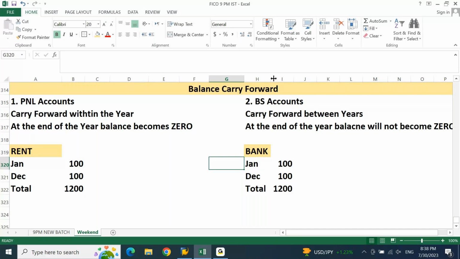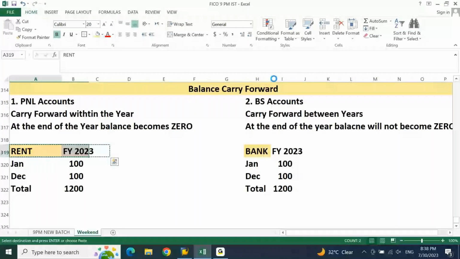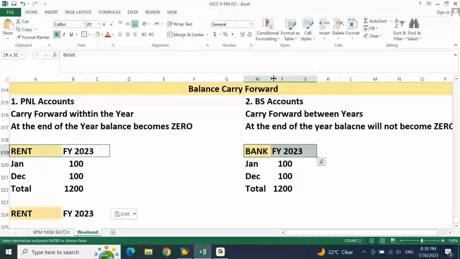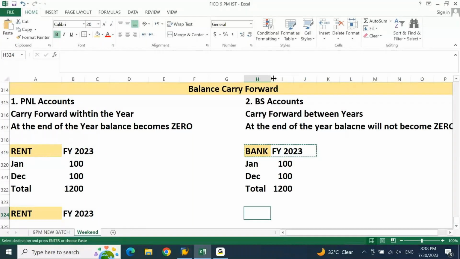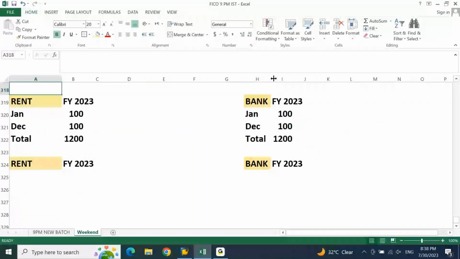Now I'll say this is fiscal year 2023. Here also I'll put fiscal year 2023, which means financial year 2023. As we all know, at the end of every year you need to close the year and open the new year, correct? Year end we call it. Now at the year end, what will I do when it comes to a P&L account? January, your balance will be 1200 or 0? As we all know, current month closing balance will be next month opening balance, correct?